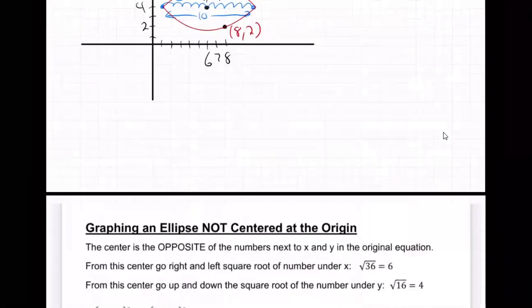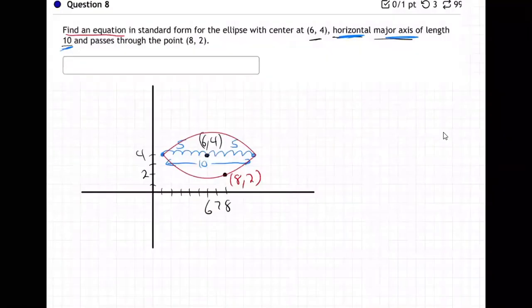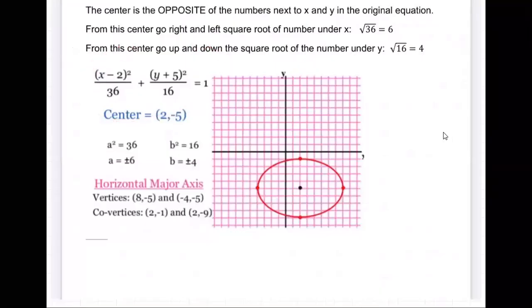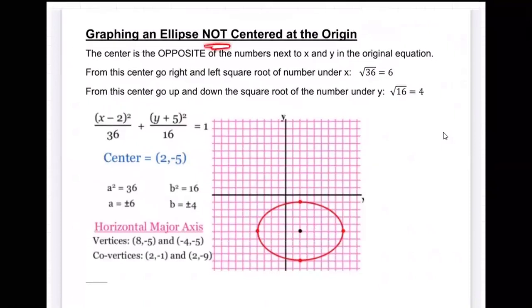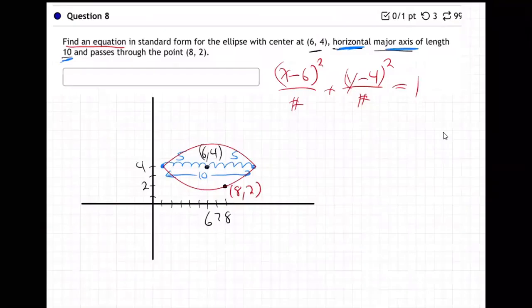Okay, so we've got center (6, 4). So that means it's going to be (x - 6) squared over some number, plus, let's say, (y - 4) squared over some number, equals 1, right? That's the general form of the equation. You have x plus or minus something squared, y plus or minus something squared, over different numbers, equals 1. That's the form when it's not centered at the origin. Ours is not centered at the origin.